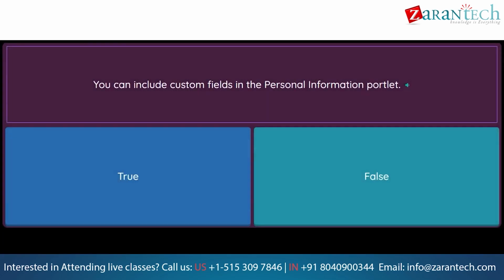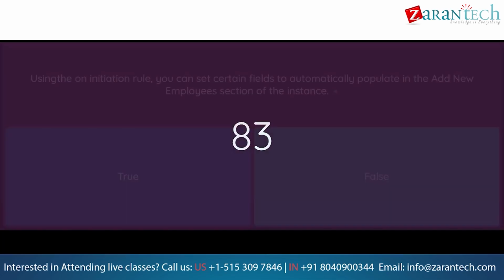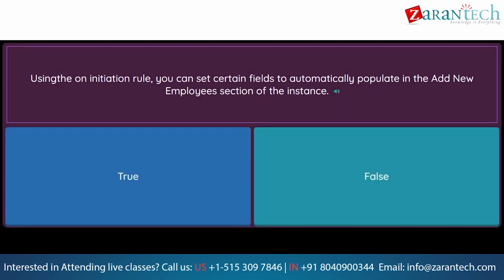Question: you can include custom fields in the personal information portlet. Option 1 True. Option 2 False. Question: using the initiation rule, you can set certain fields to automatically populate in the Add New Employees section of the instance. Option 1 True. Option 2 False.